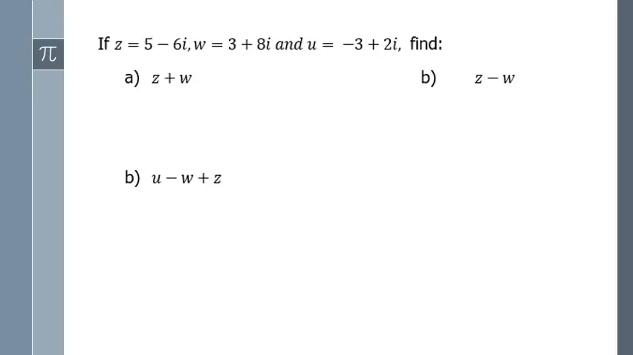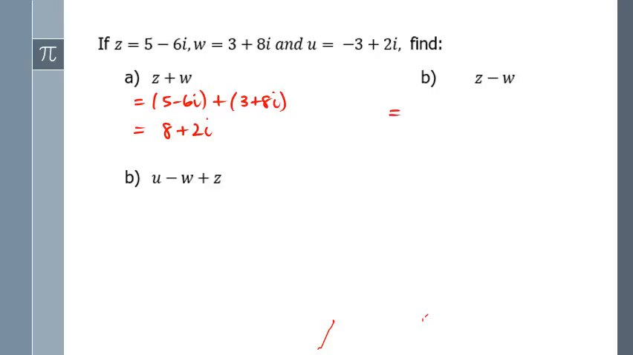As we've said before, if we want to add 2 complex numbers together, we just add their real part and their imaginary part. So z is 5 minus 6i plus w, which is 3 plus 8i. If we add our real part together, we'll get 8. If we add our imaginary part together, we've got negative 6 plus 8, which is plus 2i.